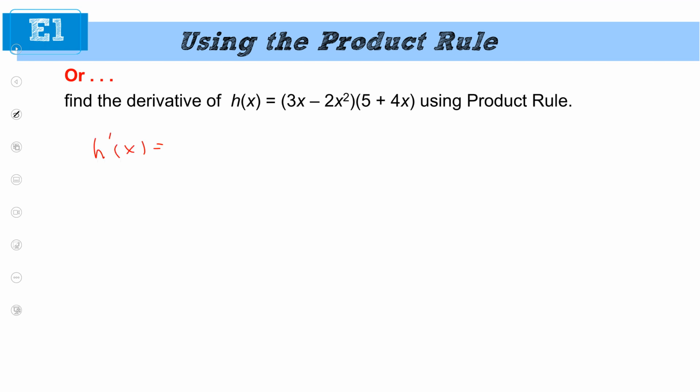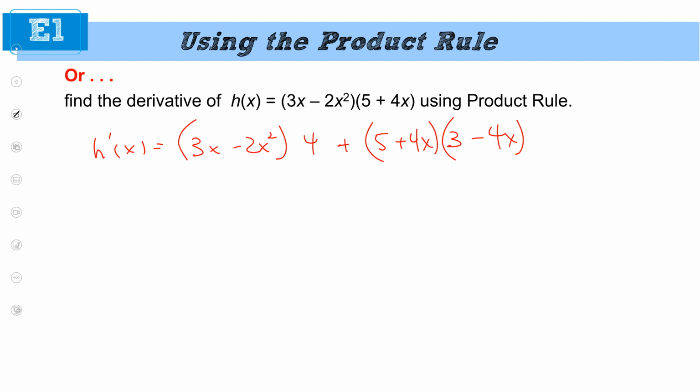H prime of x. Now, you can do it either method that I'm about to show you, but I'll tell you the way that I do it. The first times the derivative of the second plus the second times the derivative of the first. Okay, so let me say that again. First times the derivative of the second plus the second times the derivative of the first.